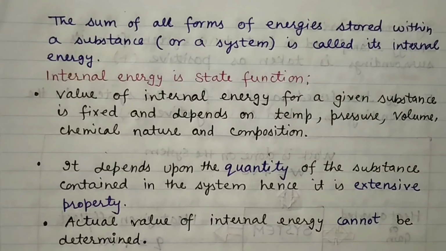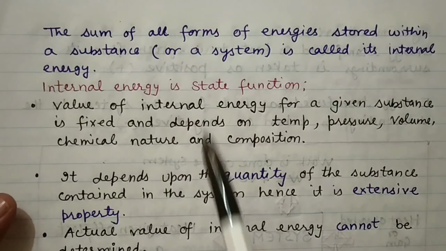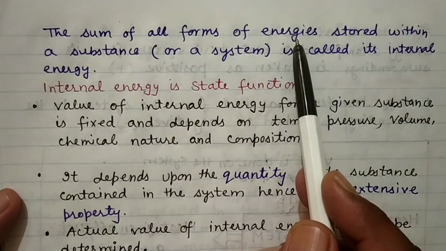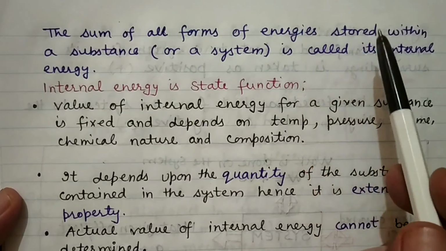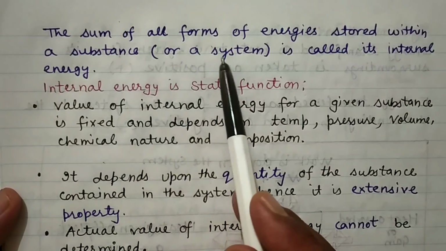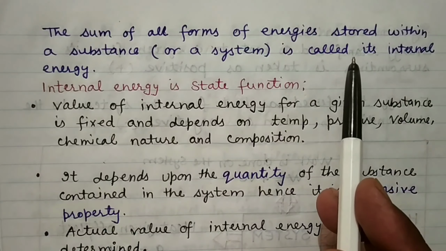So internal energy is represented by capital letter U. It is the sum of all the forms of energy, whether it is translational, rotational, vibrational, electronic energy or bonding energy, stored within the substance or in a system. That is called internal energy or intrinsic energy.